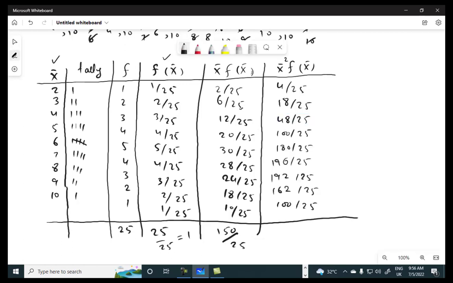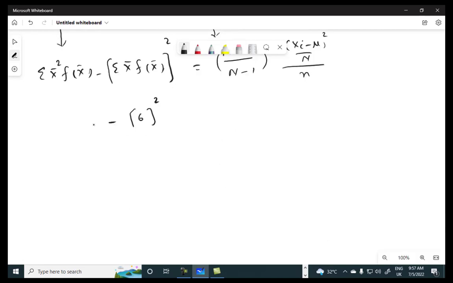So, this column is completed. Now, you can add the numerators. The denominator is 25 and the numerator is 1000, so 1000 over 25 is equal to 40. And 40 minus 36 is equal to 4. This is the left hand side.